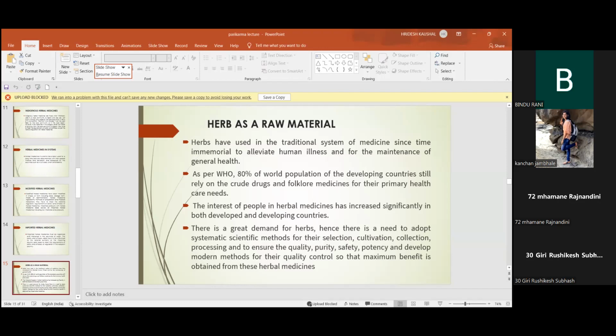Hence, there is a need to adopt a systematic scientific method for their selection, cultivation, collection, processing, and to ensure the quality, purity, safety, and potency. As we discussed, herbs have a wide range of pharmaceutical applications, and in terms of money also they are very important. So there is a need nowadays to design systematic parameters for the use of these herbal medicines, the cultivation of these herbal plants, their collection, processing and all that, in order to get good quality, purity, safety, and potency of the herbs.